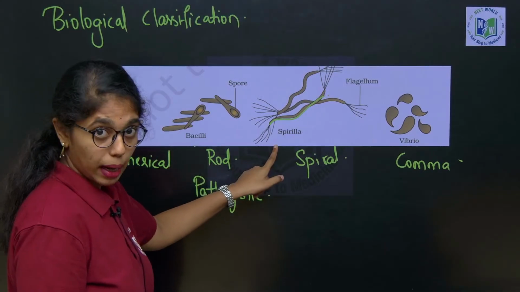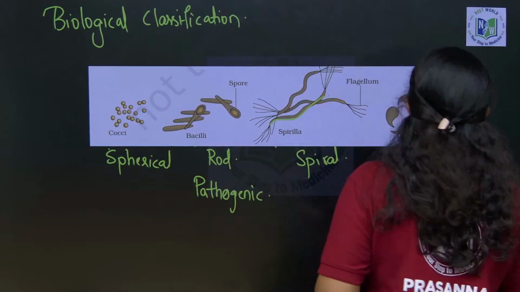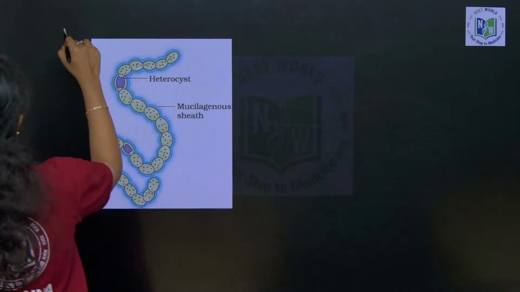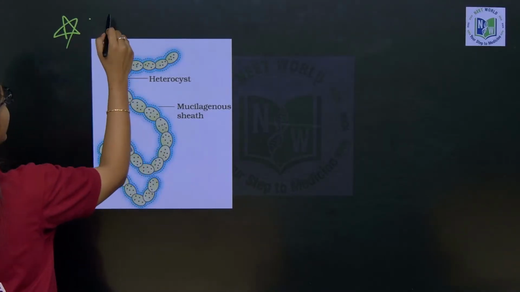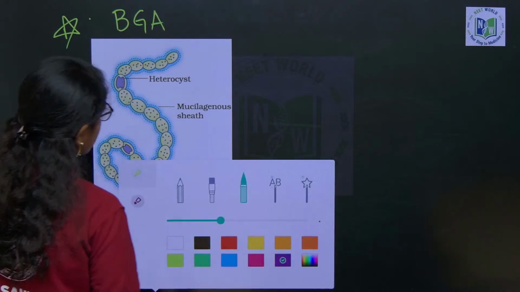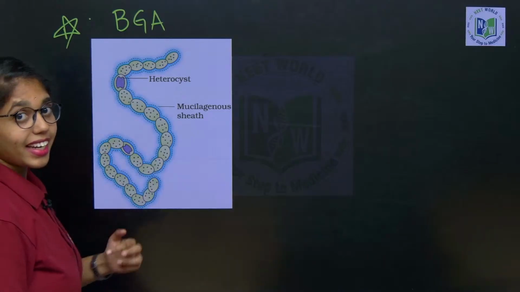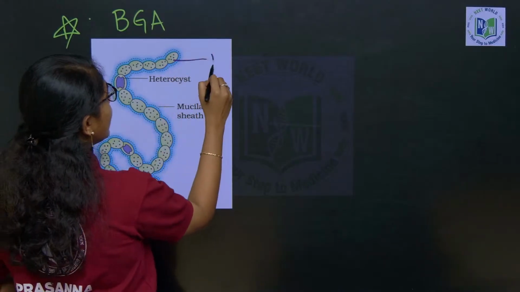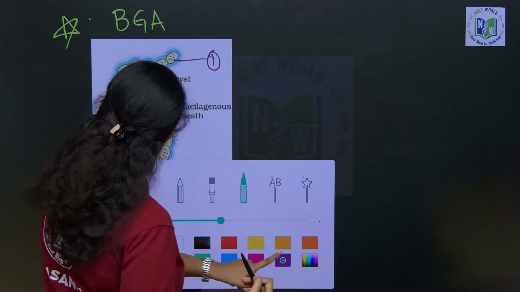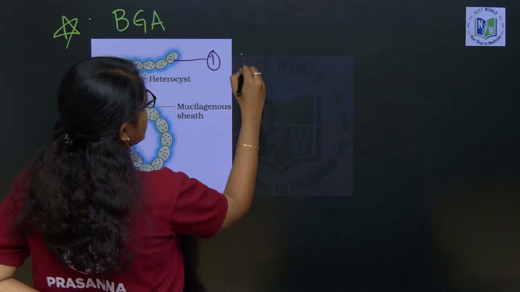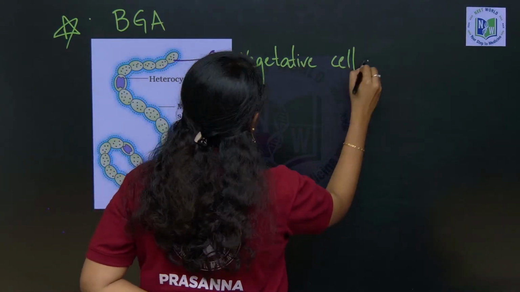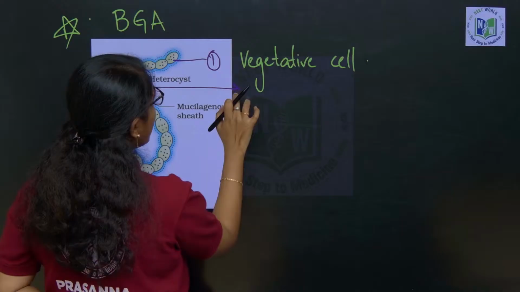If you look into the singular terms of those different shapes of bacteria, this is coccus, bacillus, spirillum and vibrium. And then if you look into cyanobacteria, which is eubacteria, a very important diagram that you have to fix in your mind, it is also called blue-green algae. Cyanobacteria has two types of cells. One is vegetative cell, second is heterocyst.